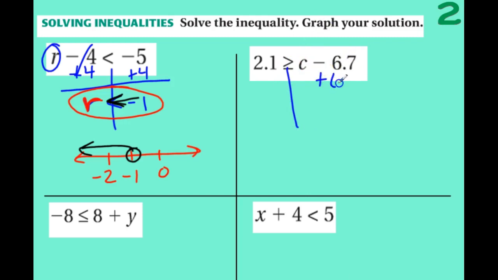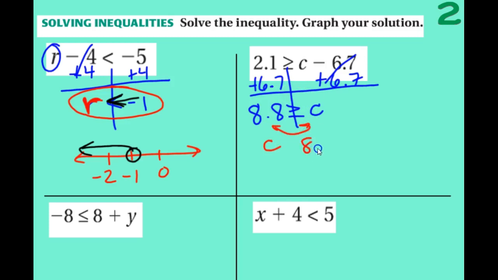We want C by itself, so I'm going to add 6. Those are gone. We have C. And then add these up, 0 plus 8 is 8, 6 plus 2 is also 8. This one looks good, but we can't graph this because our letter's not on the left. We need to flip-flop this around so we can graph it.